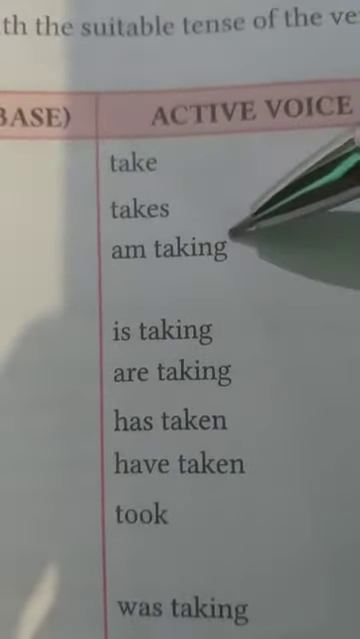If I say I am taking your pen, so your pen is being taken by me. As we see here, are taken or are being taken will be there when there are many pens. So your pens are being taken by me. Or I'm taking your pen, so the pen is being taken by me. Then there is another, present continuous.